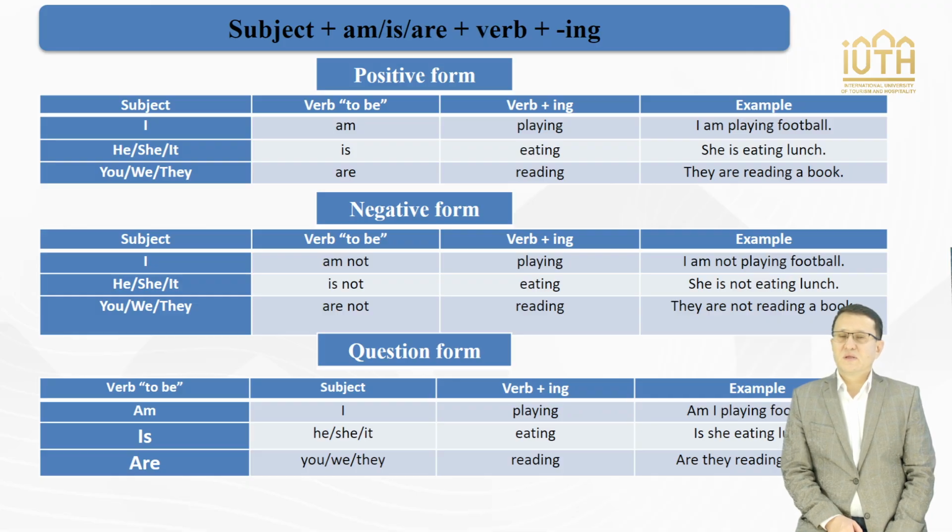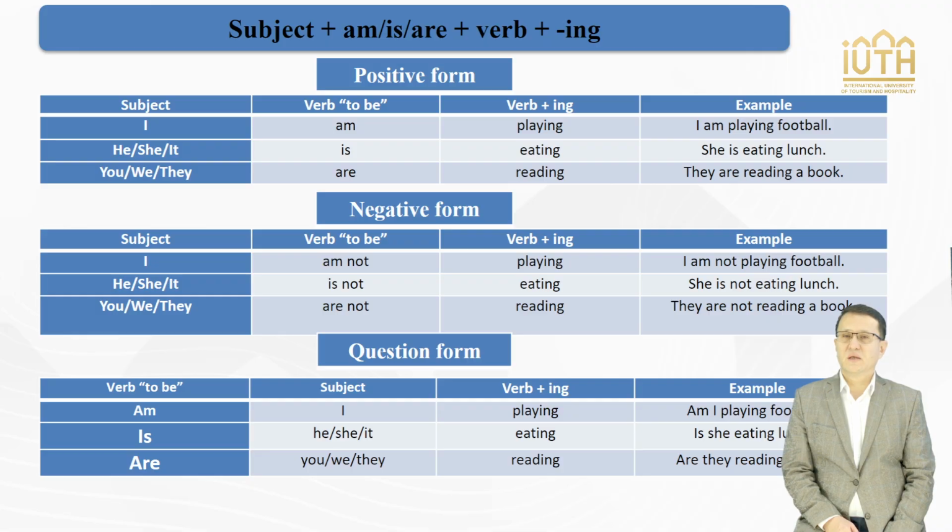How to form the present continuous structure? Subject plus am, is, are plus verb plus ing. I is the subject, am is the verb to be, playing is verb plus ing. Example: I am playing football.